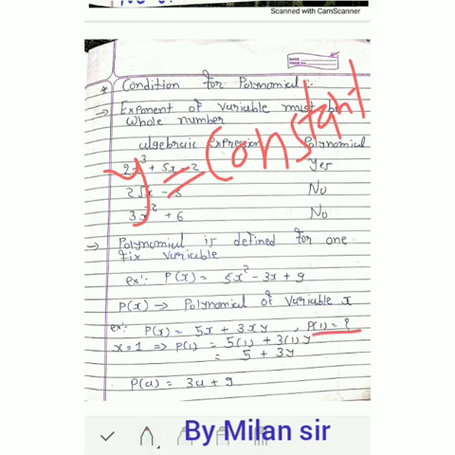Now find p of 1. That means in place of x we need to put the value 1. So I am putting here x is equal to 1. Then p of 1 is equal to, in place of x put 1. So 5 into 1, and 3xy becomes 3 times 1 times y. So the final answer: 5 ones are 5, 3 ones are plus 3y. So 5 plus 3y, y as it is. Okay, so a polynomial is defined for one fixed variable.